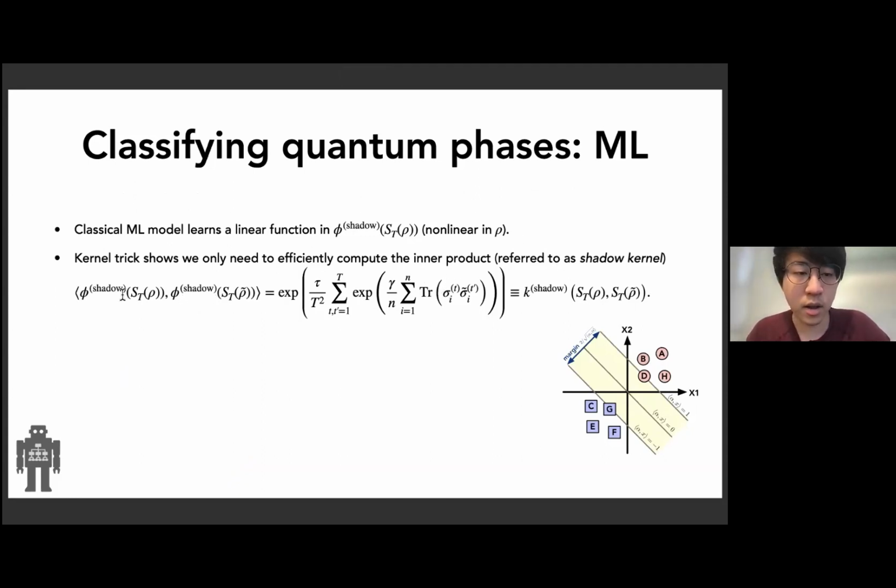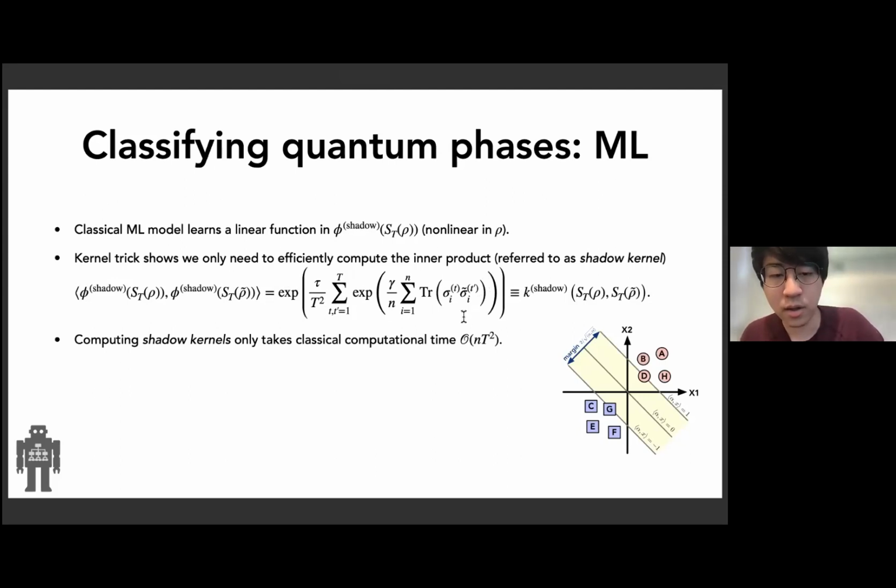In particular, the inner product between these two infinite dimensional vectors can be organized such that it has a closed form, which we call a shadow kernel. Furthermore, computing this shadow kernel only takes classical computational time that's linear in the system size and quadratic in the number of measurements we take for each state.